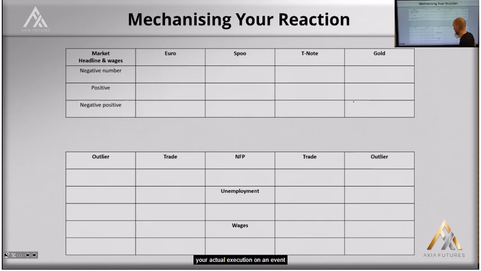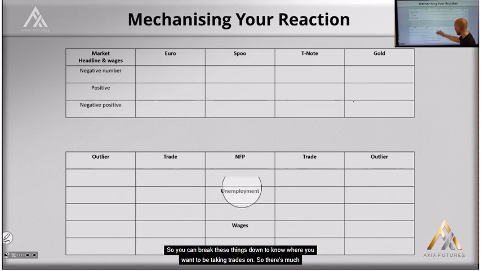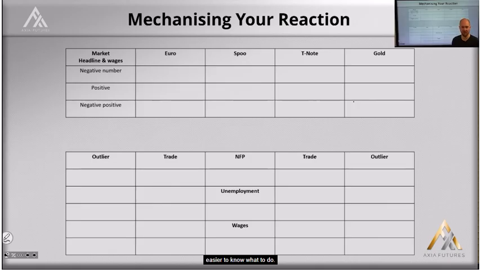When it comes to your actual execution on an event, again, it's about being able to say, right, there is a danger zone here. Let's say it's payrolls, and you have a danger zone number for payrolls, for unemployment, for wages. You've got numbers that you're willing to trade. So you can very clearly go, okay, well, if we get something in this box, this box, this box, I've got to trade. So you can break these things down to know where you want to be taking trades on so that it's much easier to know what to do.